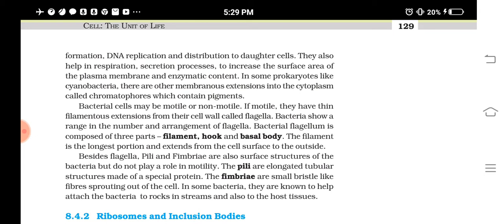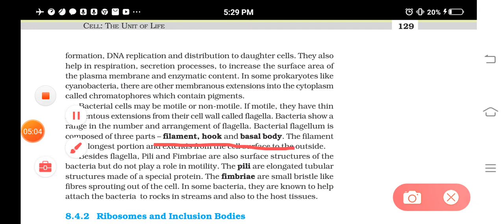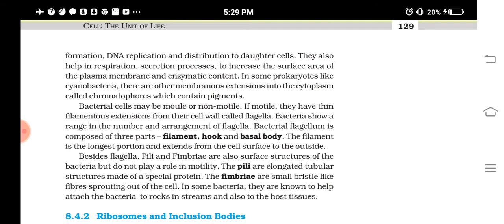If you take a bacterial flagellum, the three main parts of it are the filament, hook and basal body. These are the parts of the flagellum. What are they? Filament, hook and basal body. Understood? The filament is the longest part, extending out from the cell surface. So these are the parts of what? The flagella. Flagella are what? The locomotory organs, whip-like structures with which they can move in motile forms.